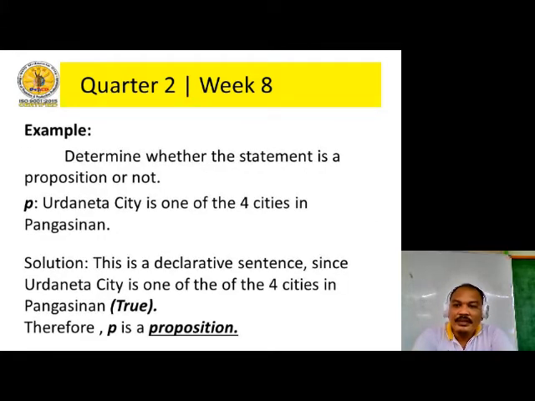Moving on, example: determine whether the statement is a proposition or not. Urdaneta City is one of the four cities in Pangasinan. Solution: this is a declarative sentence, since Urdaneta City is one of the four cities in Pangasinan. The statement is true, therefore P is a valid example of a proposition.